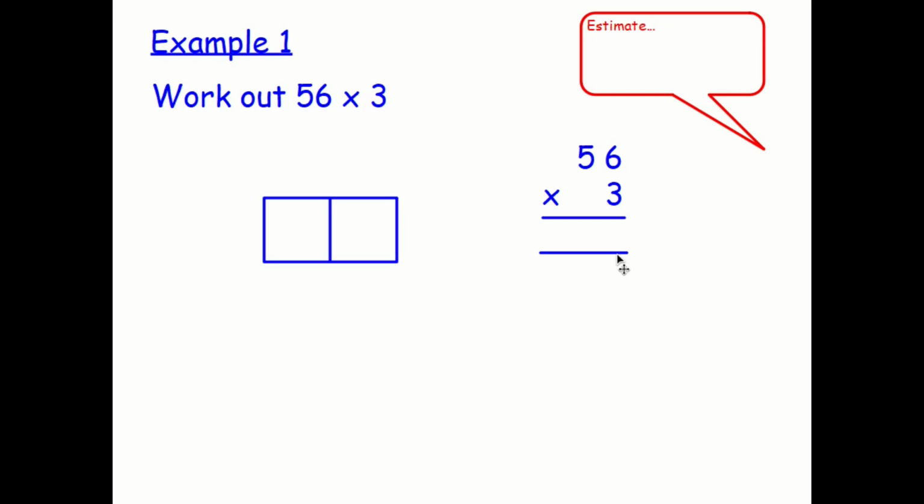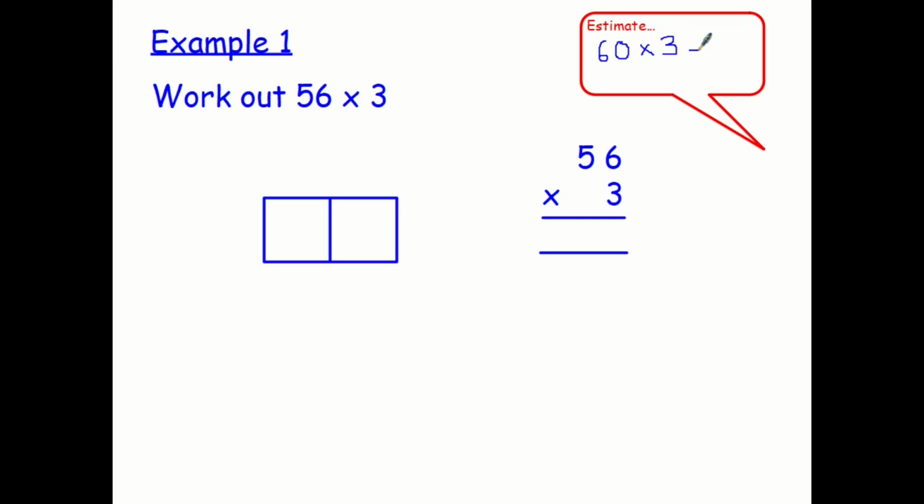Before we even start on this question, I strongly recommend that you do an estimate to start off with. So let's do that. 56 multiplied by 3. I'm trying to find numbers from 56 and 3 that are going to make an estimate really easy. So let's say 56 is 60. It's nearly 60, so let's call 56 60. And I'm just going to keep the 3 as it is.